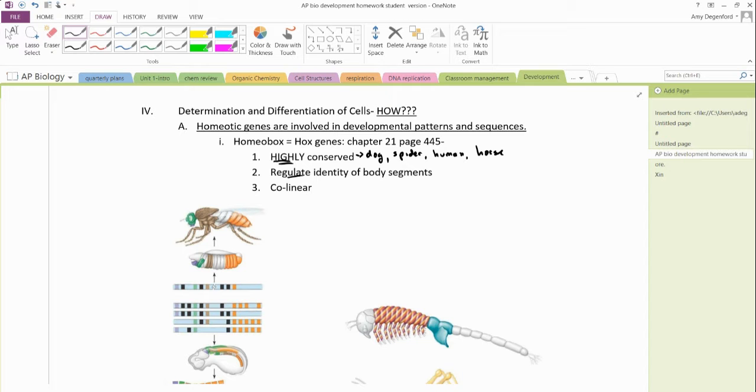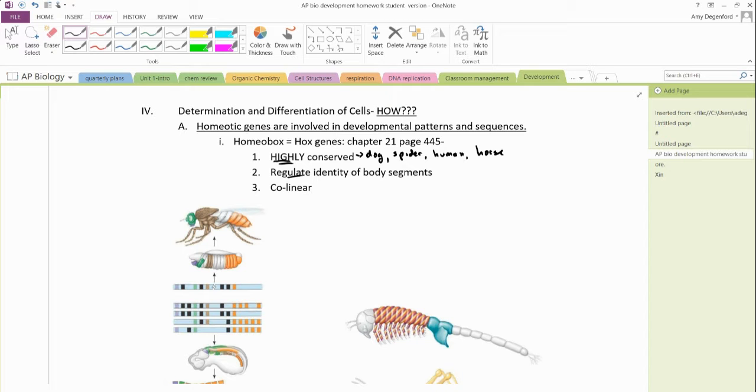Now, we're going to separate some of these things out, but really what we want to do is understand at the end that they all interact with each other. And so it creates this kind of grand symphony of cellular events. So homeotic genes are going to be very, very involved in developmental patterns and sequences, especially.